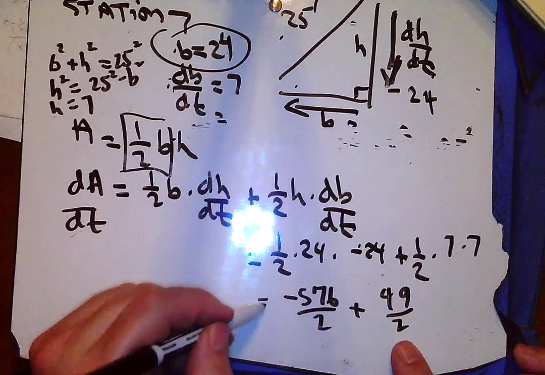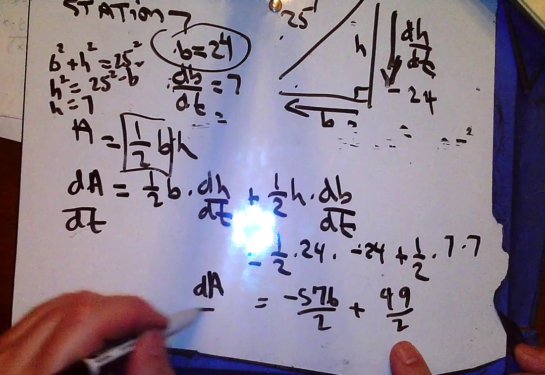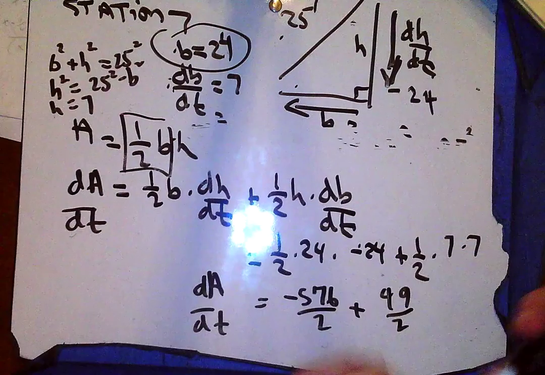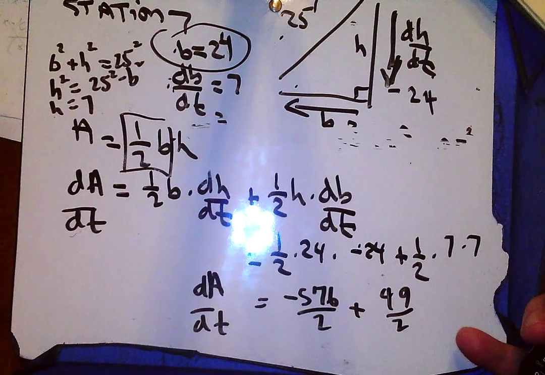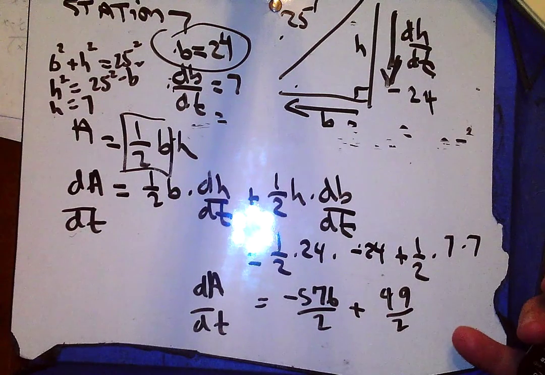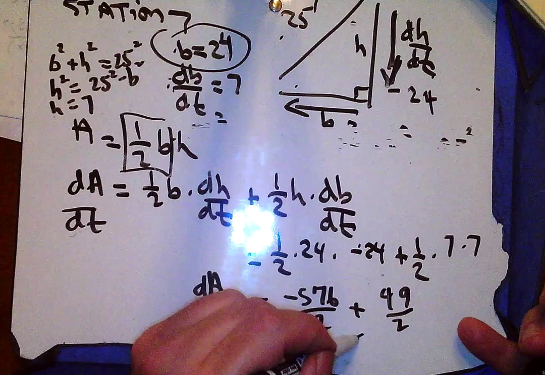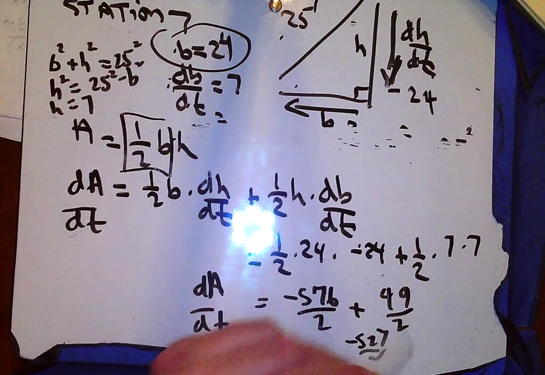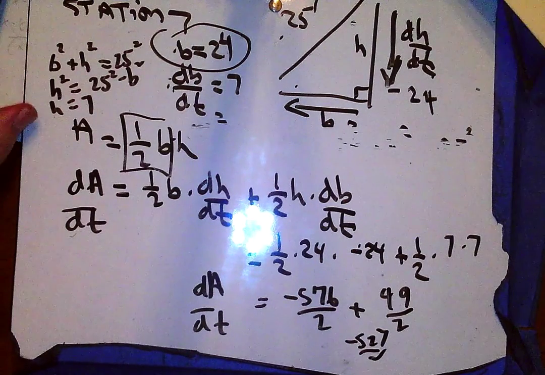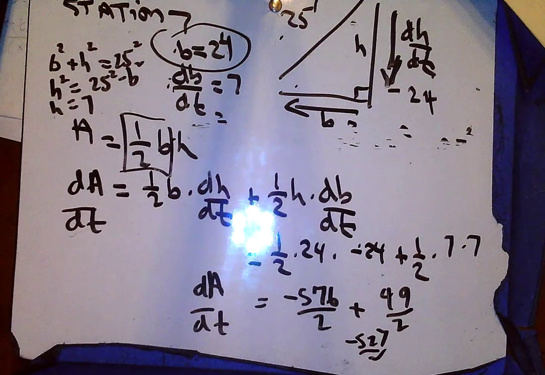And if I add these together for my dA/dt, I kind of don't want to. I kind of just want to leave it and walk away. Negative 576 plus 49. And that gets me to negative 527 over 2. Does that seem like a reasonable number? Well, I think it helps if you check your pre-written answer at moments like this.